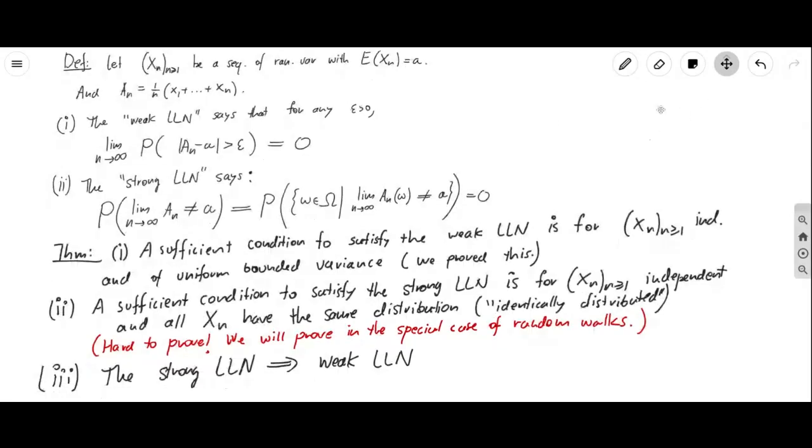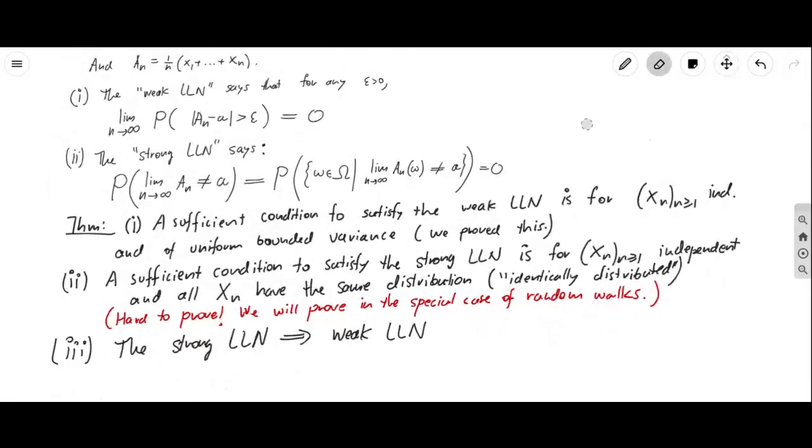Okay, so now as far as the proof of this is concerned, this one we already proved. I'm going to discuss this one right now. We're going to discuss why this is true. We're going to show that the strong law of large numbers implies the weak law of large numbers. And then for part two, I'll give you a half of a proof.